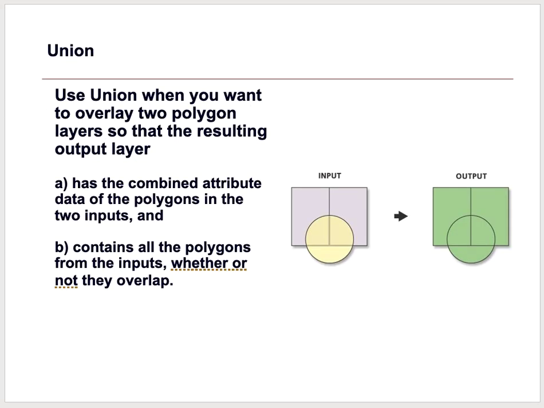So you use union when you want to overlay two polygon layers so that the resulting output layer has the combined attribute data of the polygons in the two inputs, and it contains all the polygons from the inputs whether or not they overlap. So again, our output is showing the two polygons, and it doesn't overlap here, but it's still showing it because they're joining the two layers.